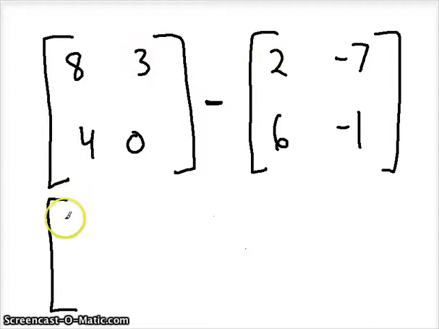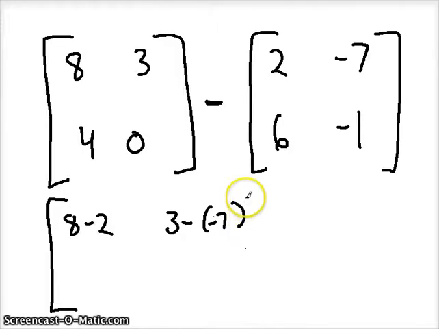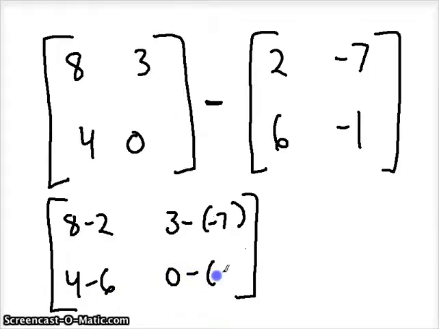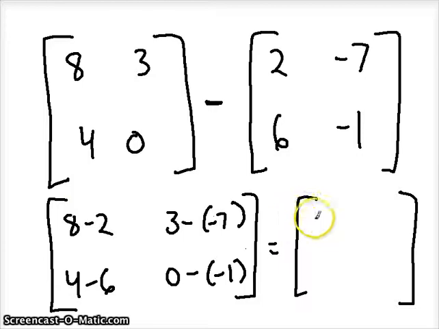So 8 minus 2 is going to be in our first spot. 3 minus -7 is going to be in that second spot there. 4 minus 6 there. And 0 minus -1 is our last entry. And then just simplify and come up with your outcome. So 8 minus 2 is 6. 3 minus -7 is really the same as 3 plus 7, so that's 10. 4 minus 6 is -2. And 0 minus -1 would be the same as 0 plus 1, so we just get +1.